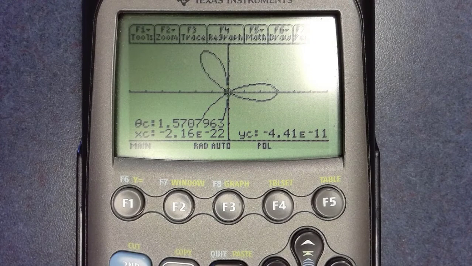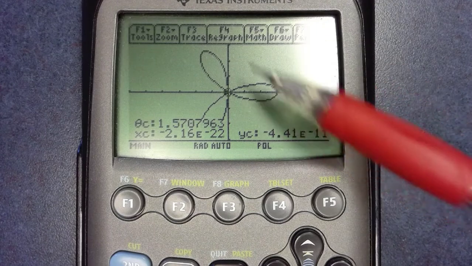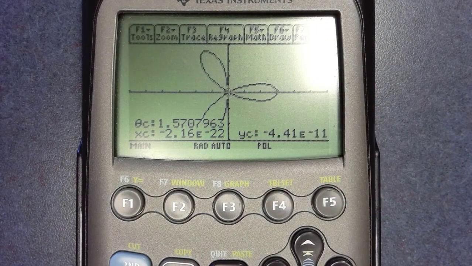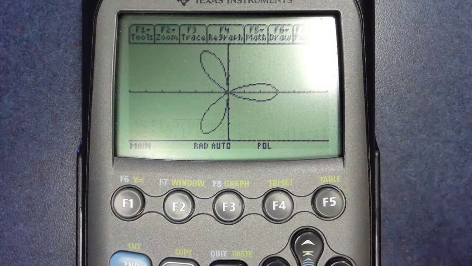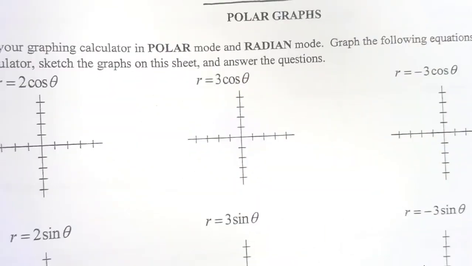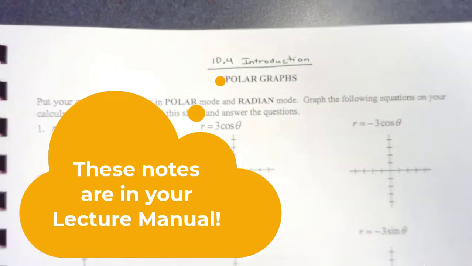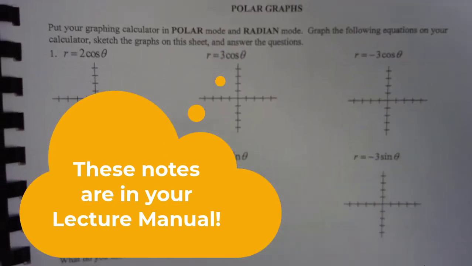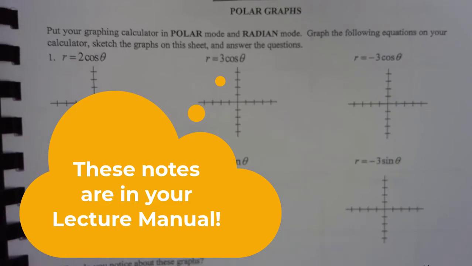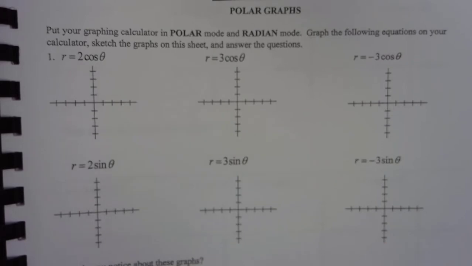Okay, now we could find the area of one petal. And it really doesn't matter if we do it this one or this one or this one. They're all going to be the same size. But you know what? We need a better understanding of what these graphs look like. So now go to your lecture manual on page 139. This is a wonderful worksheet done by another teacher whose name's at the bottom of the page. It's really good.